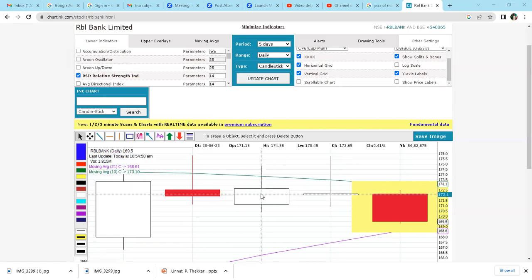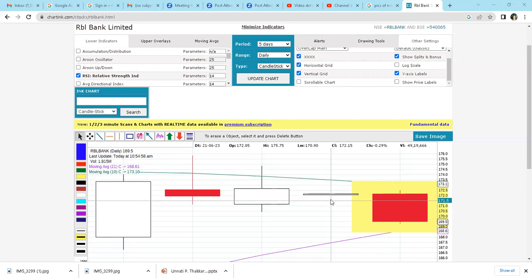Moving forward, on 20th June, the body is medium sized. Closing is more than opening, so the candlestick formed is white. The closing price is 172.65 and the opening price is 171.15, a difference of 1.50 rupees. Now, on 21st June, that means yesterday, there was a very nominal difference between closing and opening. This created a doji pattern.